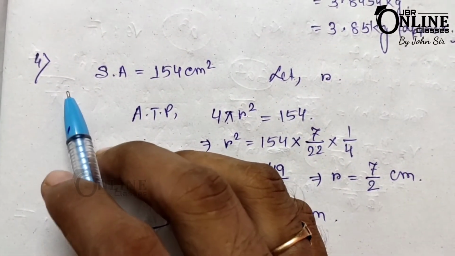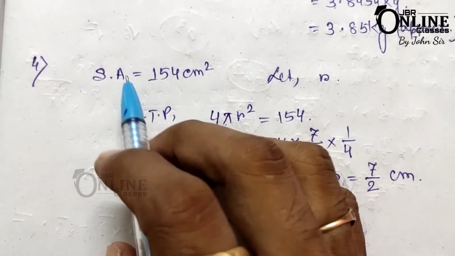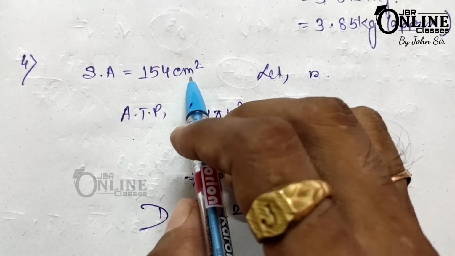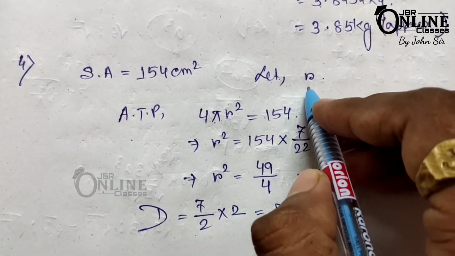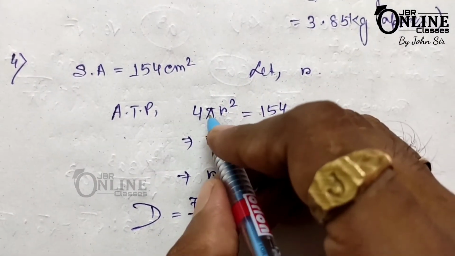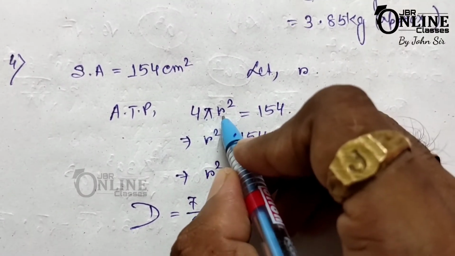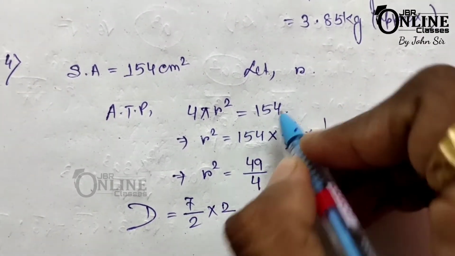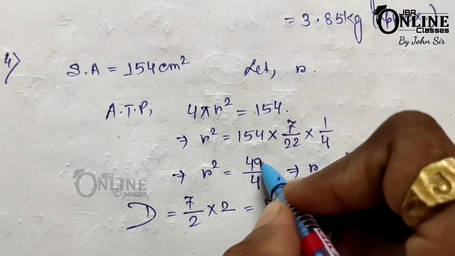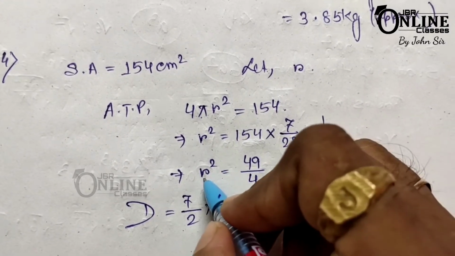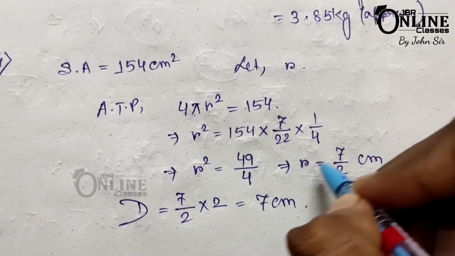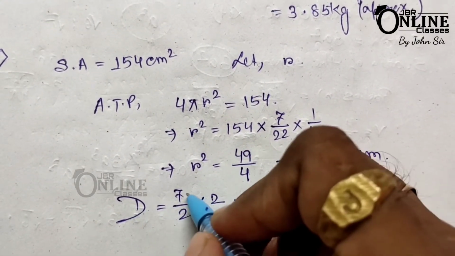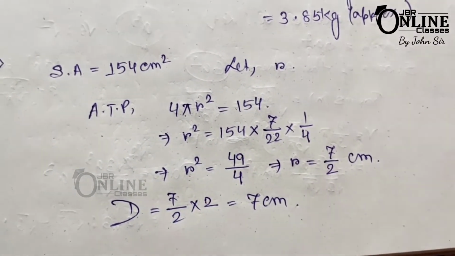Now next, sum number 4. Find the diameter of a sphere whose surface area equals 154 centimeter square. Let r be the radius of that sphere. You know the formula of surface area equals 4 pi r square. According to the problem, 4 pi r square equals 154, and from that r square equals 49/4. As r square equals 49/4, then r equals 7/2. Then you have to find the diameter, so diameter equals 7/2 into 2, and that equals 7 centimeter.